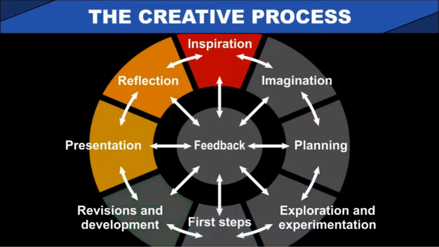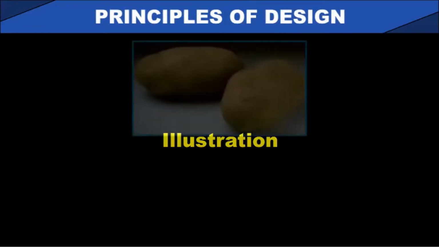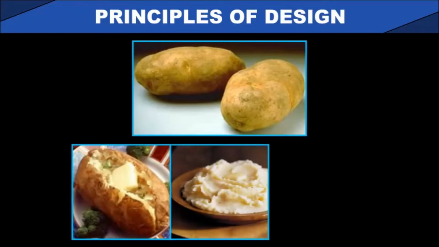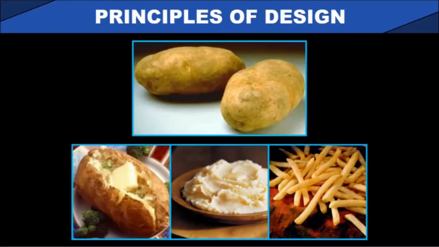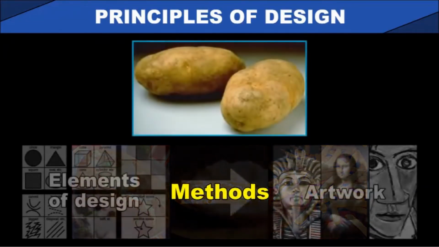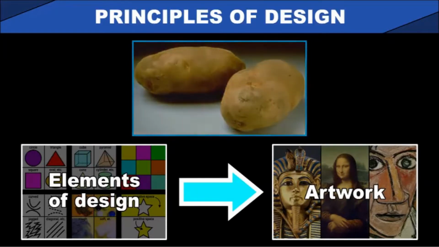Let's take a closer look at principles of design. We can use an illustration to understand how artists use principles of design. We can enjoy potatoes by baking them, mashing them, or frying them. Therefore, baking, mashing, and frying are methods that can be applied to raw potatoes so that we can use them more effectively. Similarly, principles of design are methods or guidelines for using elements of design.